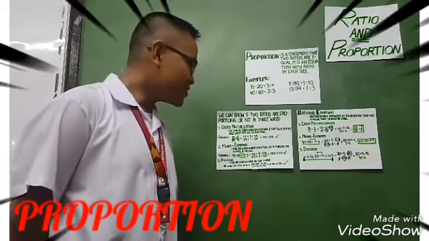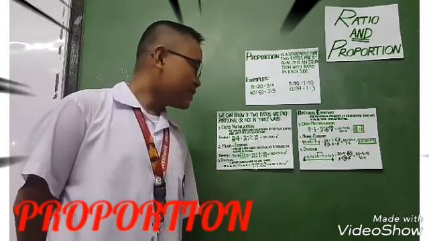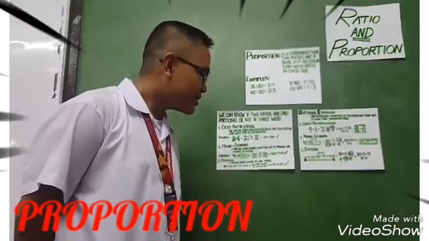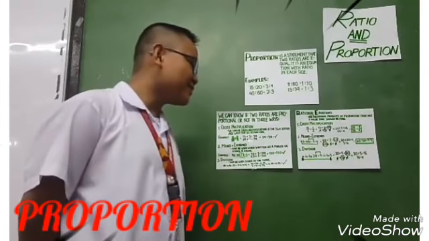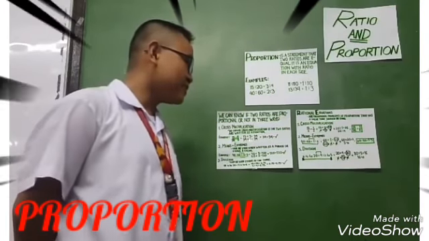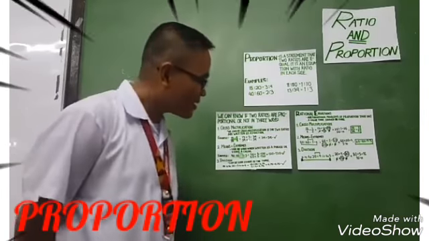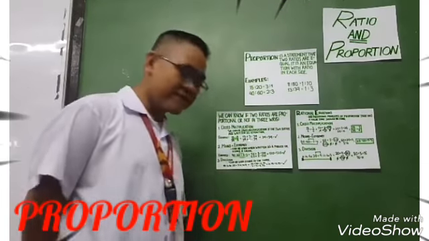Then, division. n:20 is equal to 4:5. 20 multiplied by 4 is equal to 80. And n multiplied by 5 is not compatible, so we will divide 80 by 5, and the answer will be 16. So the value of n is equal to 16.